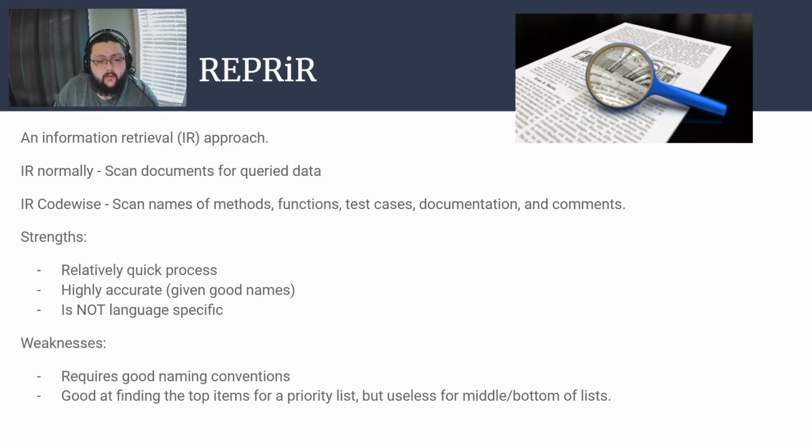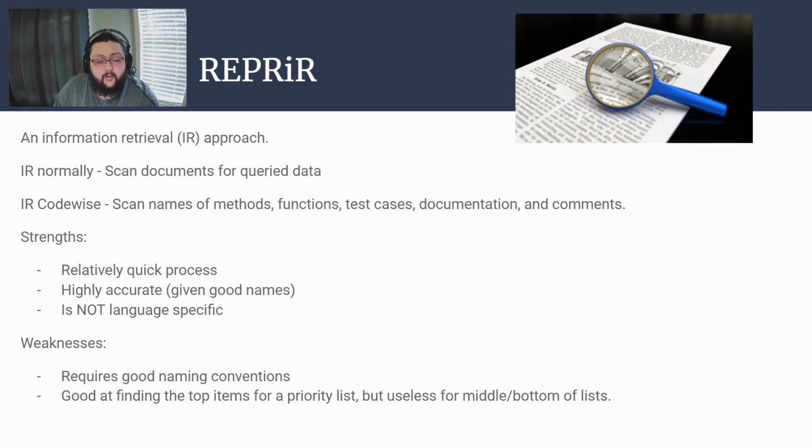Our next topic is REPR, which is an information retrieval approach. IR normally is the process of scanning a document for queried data, which would be very similar to if you're using an ebook and you use Control F to find a topic. This has been adapted, however, to work for code. Normally, code is hard to scan contextually for the objects around it due to the way code can be nonlinear.